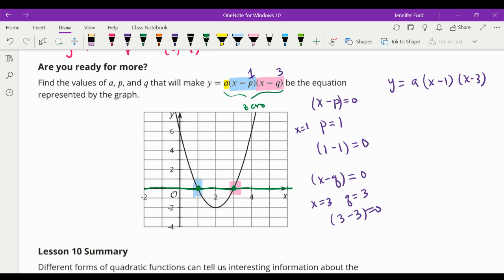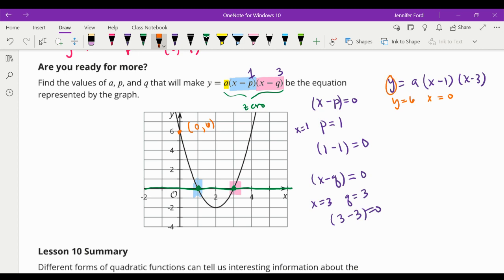The next thing I can do is look at this point here that I know, the point 0, 6. There's a couple ways we can get there. What's the easiest way? If that's 0, 6, then I know that y equals 6 and x equals 0. So let's go ahead and put those in there.